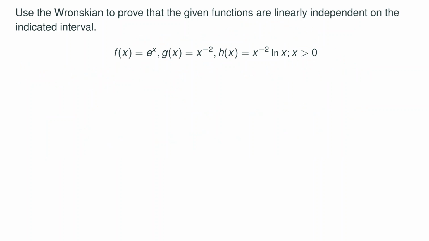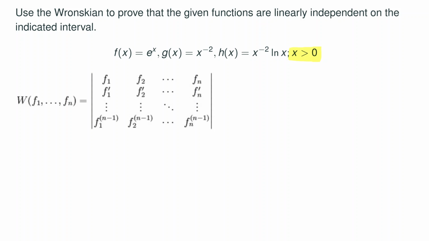Use the Wronskian to prove that the given functions are linearly independent on the indicated interval. So we need to show that e to the x, x to the negative 2, and x to the negative 2 times ln of x are linearly independent on this interval. So we're only dealing with x values greater than 0. Let's quickly review what the Wronskian is.